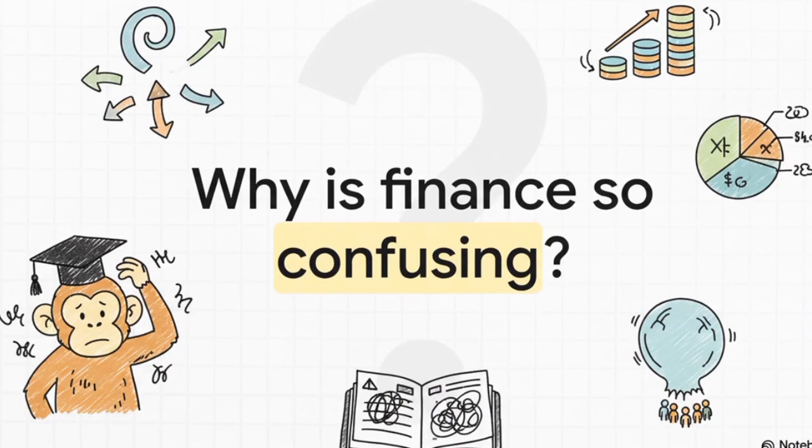So why is finance so confusing? I mean, it's a question we've all asked ourselves at some point. You hear these terms thrown around: compound interest, asset diversification, and it's so easy to just get lost. It almost feels like you need a PhD just to figure out your own bank statement, doesn't it?